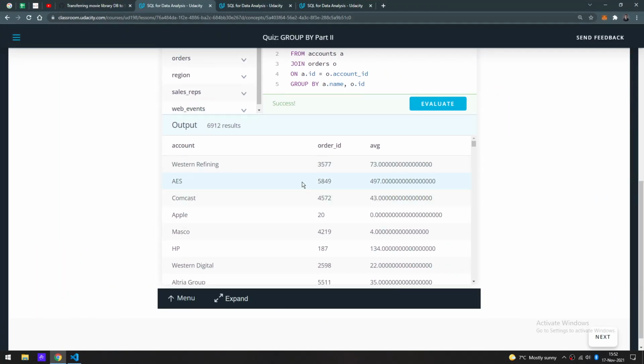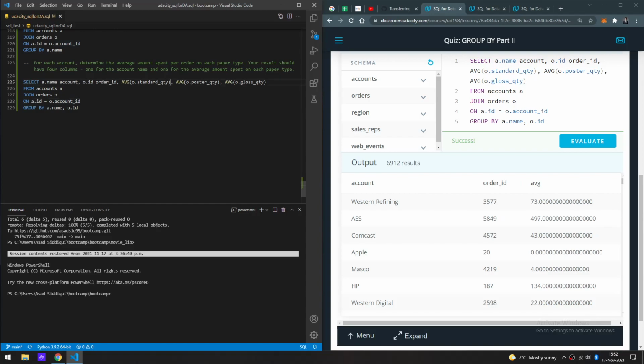Oh, sorry, I did not set up the aliases again. Standard, poster. Interesting that this is showing as blue. I'm not sure why, but I guess they'll tell us if you're wrong somewhere. And it's going to be gloss.